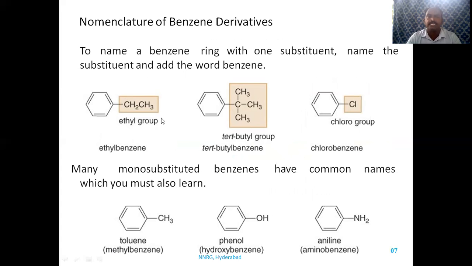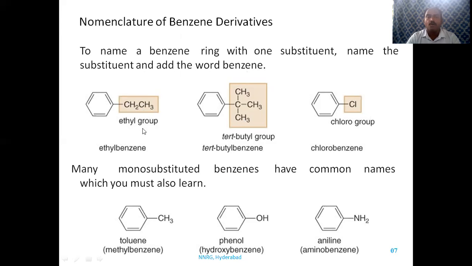Monosubstituent derivative means single substituent derivative. How do you name it? We name it by adding the name of the substituent as a prefix, and the suffix should be the word benzene. If you take the example here, the benzene is attached to an ethyl group, so we call it ethyl benzene. Benzene we take as the suffix, and the ethyl group we take as the prefix. Ethyl benzene. If a methyl group is there, we call it methyl benzene.